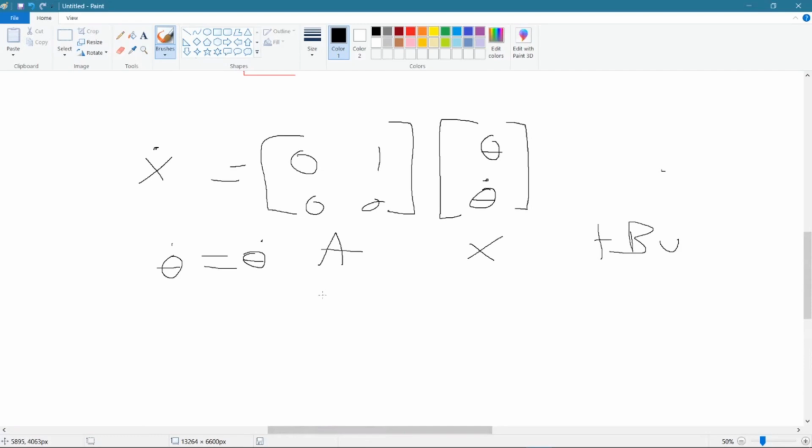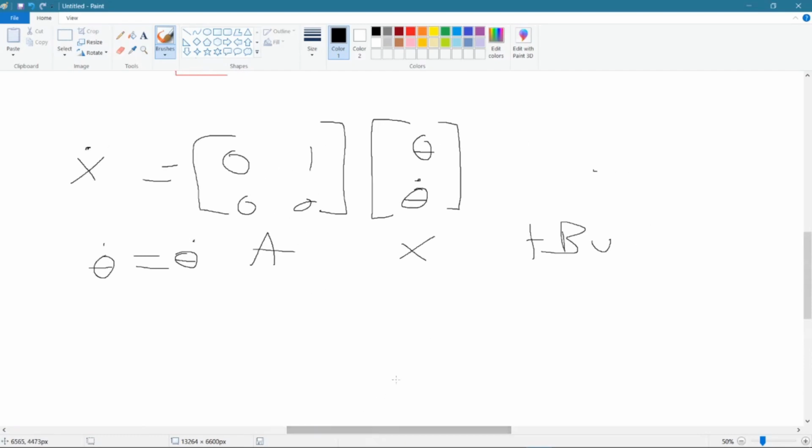So you can see, we've already pieced a lot of this together, right? Our A matrix has been solved. So X dot is just theta dot and theta dot dot.